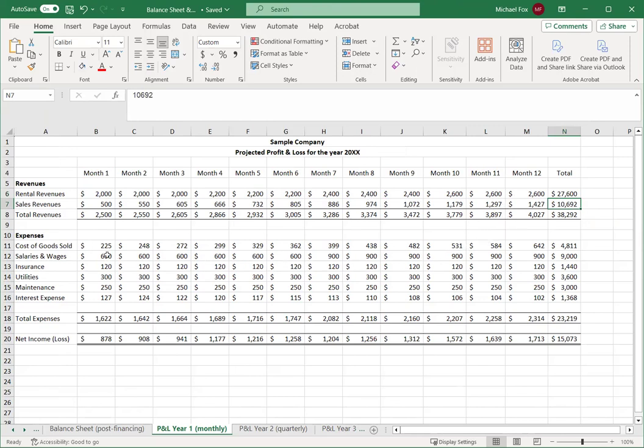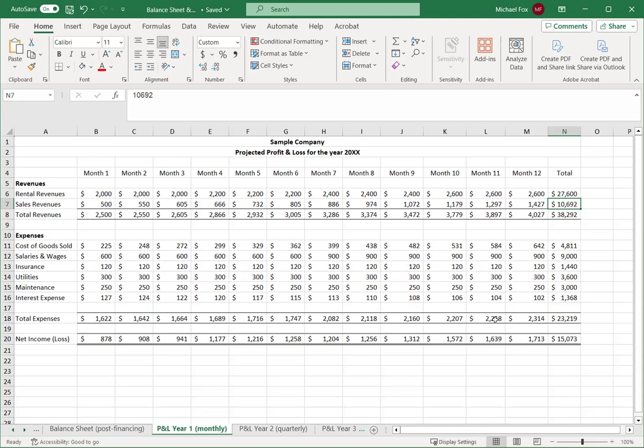And then we can see their cost of goods sold, which looks like they also kind of grow over time. It looks like they're actually a rough percentage of the sales revenue. Salaries and wages, which they project to be the same amount for the first 6 months, and then to jump up by 300 more in the next 6 months. Insurance looks like it's the same all year. Utilities look like they expect those to be the same. Maintenance costs, and then the interest expense looks like it varies a little bit.